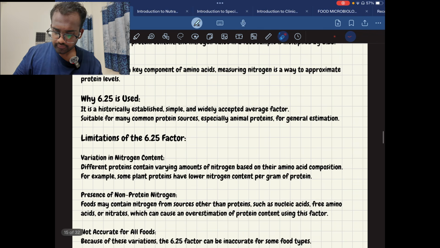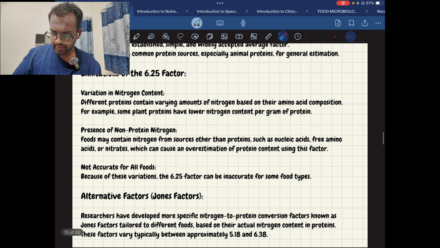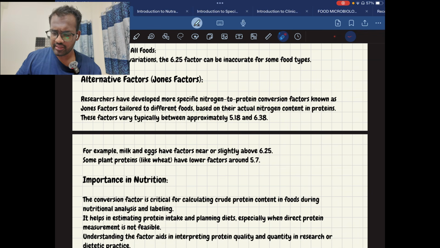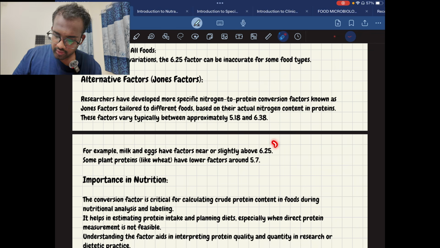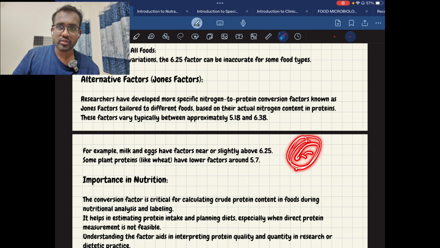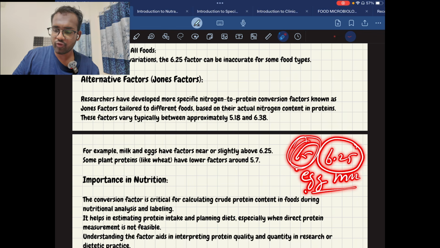Okay, and the limitations of protein, I have explained in detail. You just go through it once, you will be sorted out. It will be very easy for you guys. And if you have a complete protein source, such as egg or milk, you will get the factor 6.25, which is 16% nitrogen levels in the food.